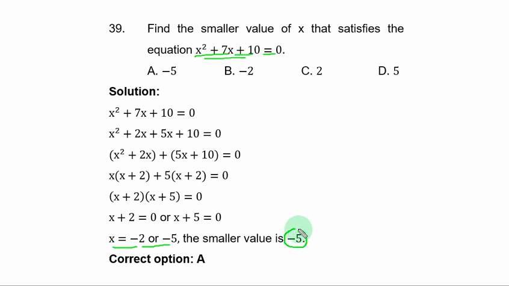You know, in your number line you have 0. From 0 to the right, the number increases. You have 1, 2, 3, 4. From 0 to the left, the numbers decrease. Minus 1, minus 2, minus 3. So minus 2 is less than minus 1. That is the meaning. So minus 5 is less than minus 2. That is why minus 5 is the smaller value. A is the correct option.